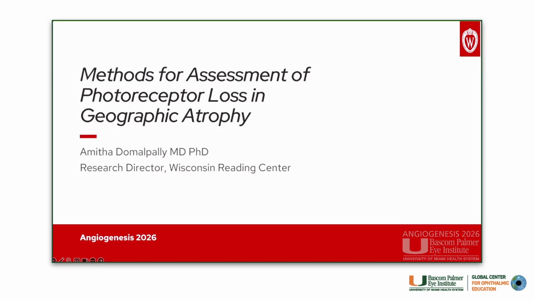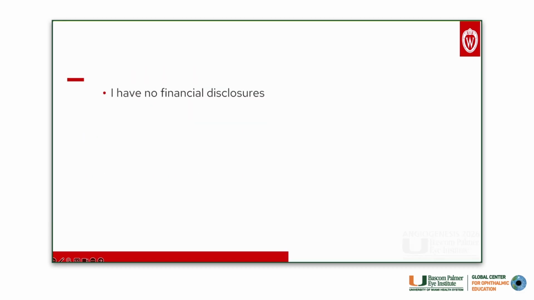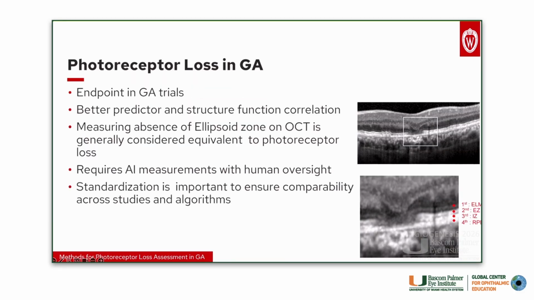Hi, I'll be talking to you about methods for assessment of photoreceptor loss in geographic atrophy. I have no financial disclosures. Photoreceptor loss is a key endpoint in GA trials, and loss of ellipsoid zone on OCT is generally considered equivalent to photoreceptor loss. So this inset here shows you the different layers, and the second hyperreflective layer is the EZ.